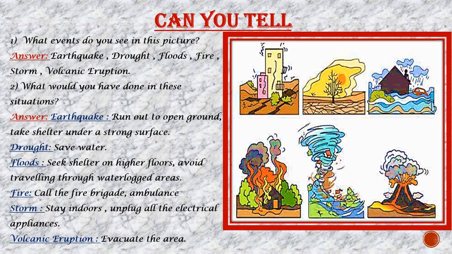And during droughts, you would try to save water by using it more cautiously and not wasting it. And during floods, you would seek shelter on higher floors where the water levels would reach soon, and you would prefer staying indoors and avoid traveling through waterlogged areas. And during fire, you would leave the area and call the fire brigade. In case of any injuries, you would call the ambulance.